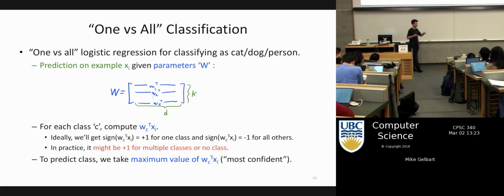Taking the maximum of W transpose X is specific to linear classifiers. If you're doing this with a classifier that's not linear, you could take the maximum score for some other definition of score. If it's logistic regression, then taking the biggest W transpose X or taking the biggest probability are equivalent. To get the probability, we just take the output W transpose X and pass it through a sigmoid, and that's a monotonic function. So whichever had the biggest raw score is going to have the biggest probability, and vice versa.